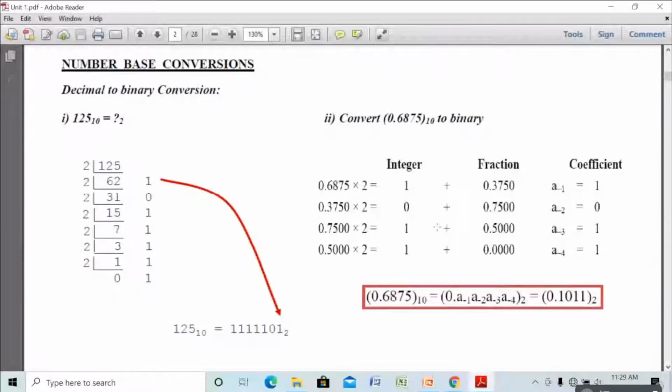Again multiply 0.5000 by 2. We get 1.0000 as output. So keep the 1 on the right side. In the integer part, we write the numbers from bottom to top. But in the fractional part, we are going to write the numbers from top to bottom: 1011. Here the integer is 0, so we keep 0, then the remaining 1, 0, 1, 1.